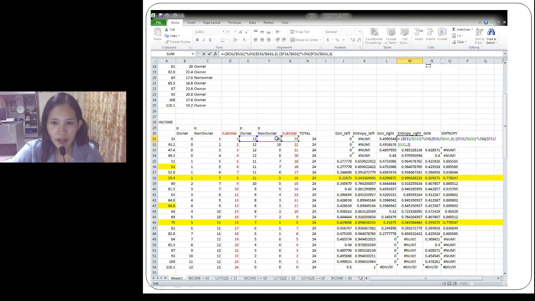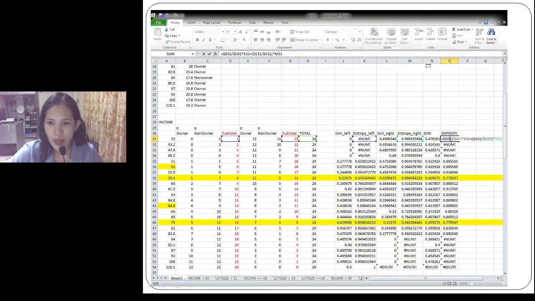Next is the entropy of the right side. So this is the GINI of the left and the entropy of the left, and the GINI of the right and the entropy of the right side. Then we get the GINI impurity, which is the subtotal divided by the total number of records times the GINI left, plus the subtotal of the right divided by the total times the GINI right.